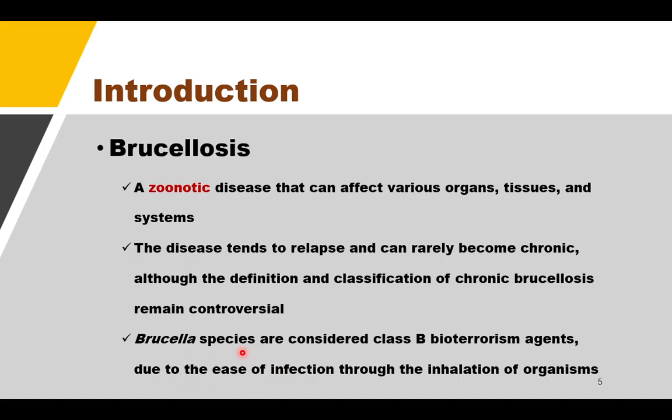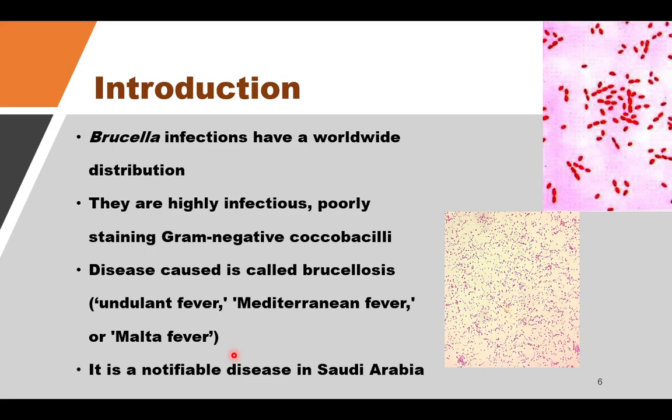Brucella species are considered Class B bioterrorism agents, and that's due to the fact that it's so easy to inhale these agents and it's easy for them to cause infection. The organism has a worldwide distribution. Anywhere where you have livestock and humans interacting, Brucella may be present. They are highly infectious and they stain poorly.